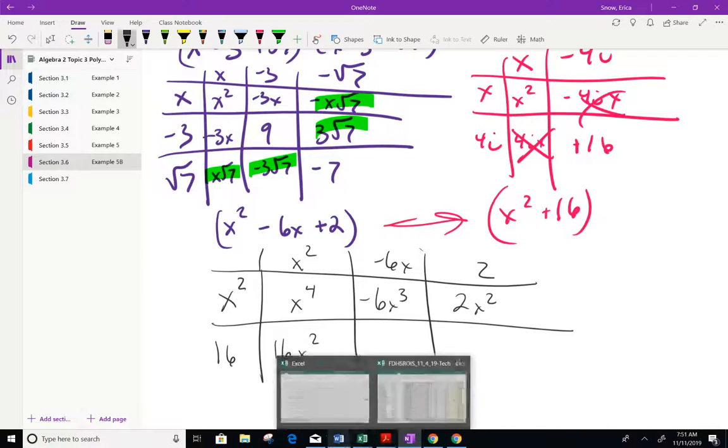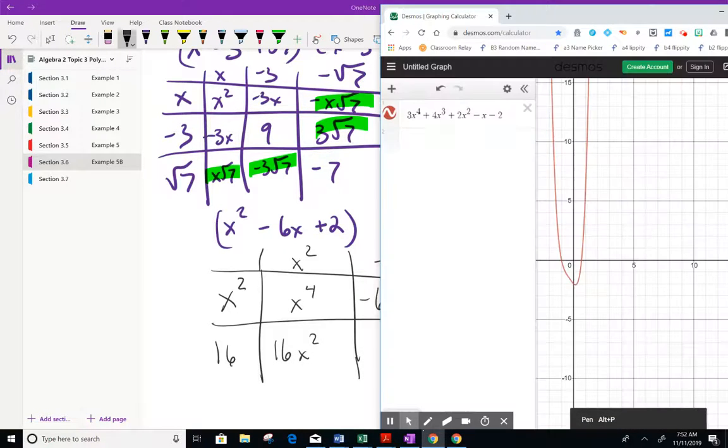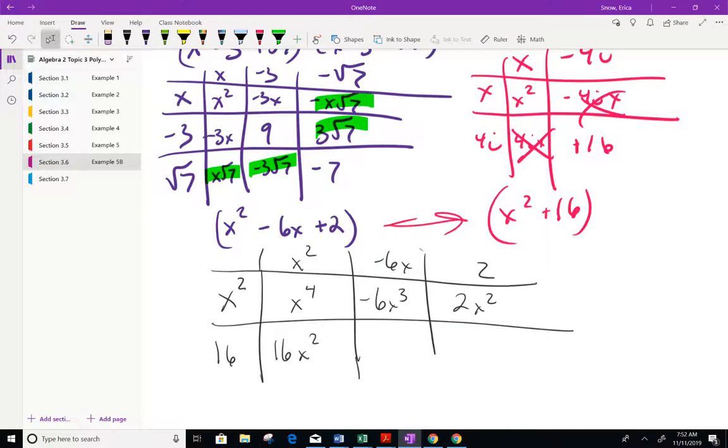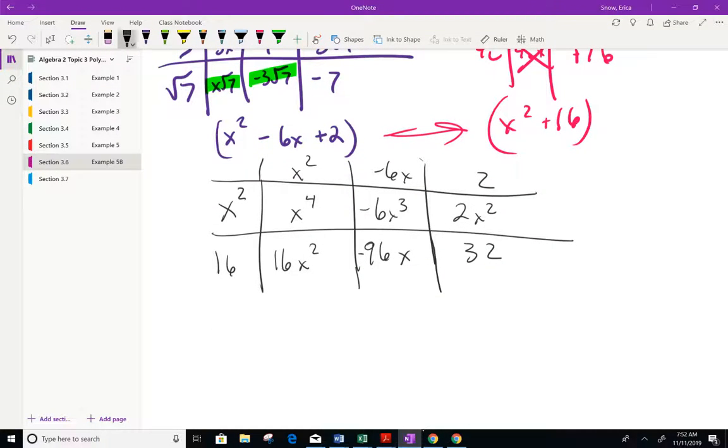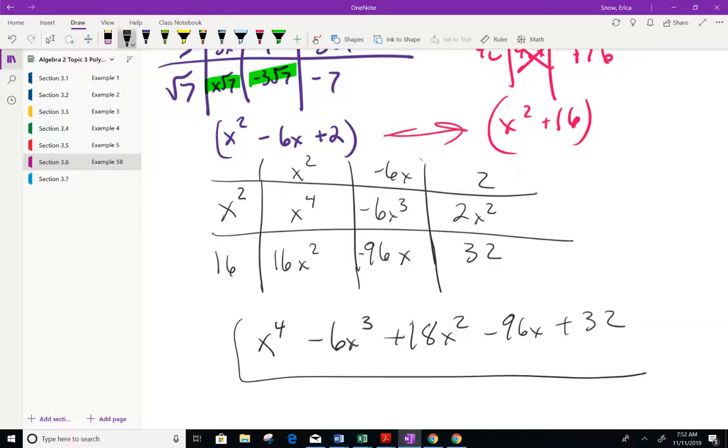6 times 16, I gotta cheat. We're gonna go to Desmos. 96. There we go. 96x, negative 96x, and 16 times 2 is 32. And now we are going to combine all of our like terms, which in this case we don't really have any. So we have x to the fourth minus 6x cubed plus 18x squared minus 96x plus 32. And there is our fourth degree polynomial with all of those imaginary roots.